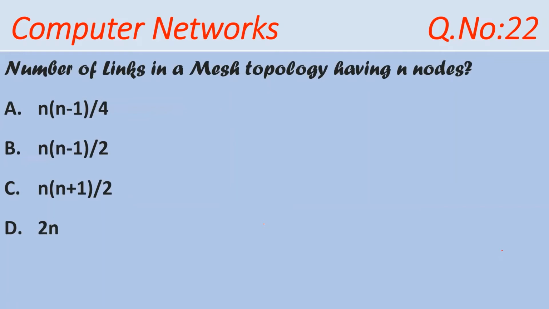Number of links in a mesh topology having n nodes. As I already showed you in the previous question, in the mesh topology there will be a point-to-point link from every node to every other node. So the number of links will be n into n minus 1 by 2. So this is the answer.